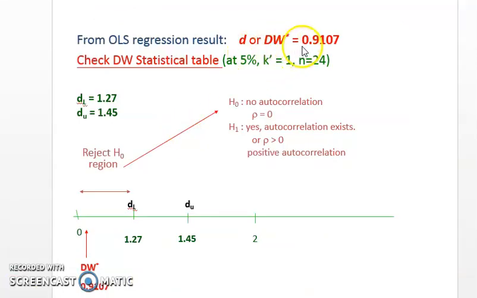Once you have the test statistic, in any hypothesis testing you need to compare it with the critical value. To find the critical value for the Durbin-Watson test, we need to know alpha. Suppose you are using alpha of 5%, and you have K prime. What is K prime? K prime is the number of independent variables excluding the intercept, so basically the number of regressors. Here in the model there is only one independent variable, so K prime equals 1, and we are using sample size n equals 24.